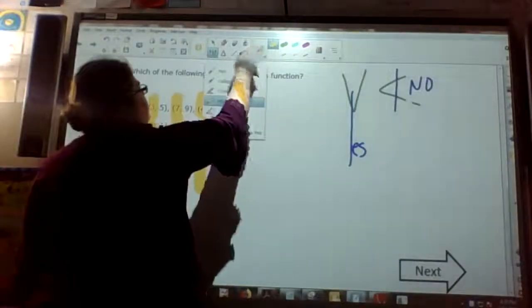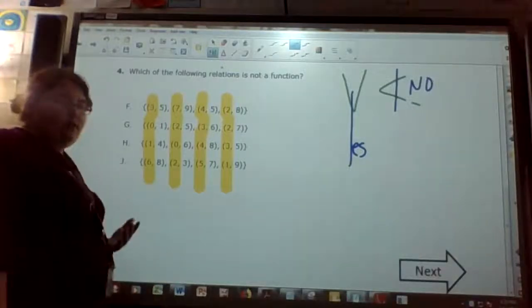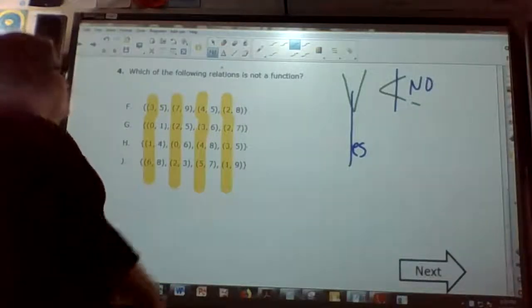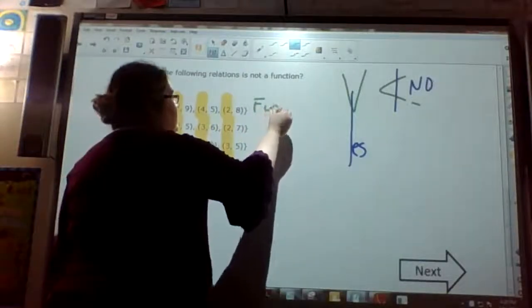And I'm going to look for all the x's to be different for it to be a function. If it's not a function, they're going to be the same. So 3, 7, 4, 2. This is a function.